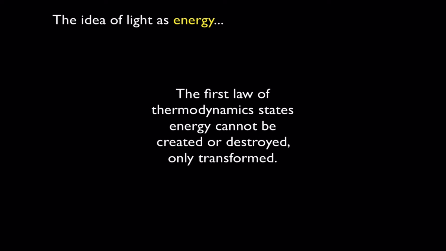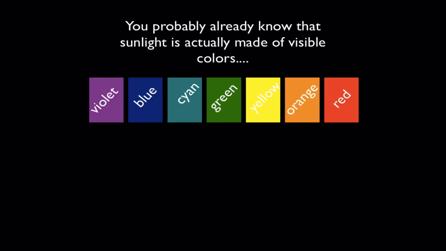Light is a form of energy. It's an electromagnetic band of energy, and the first law of thermodynamics states that you can't create or destroy energy, you can only transform it. So you probably already know that light energy can be broken up into wavelengths or colors.